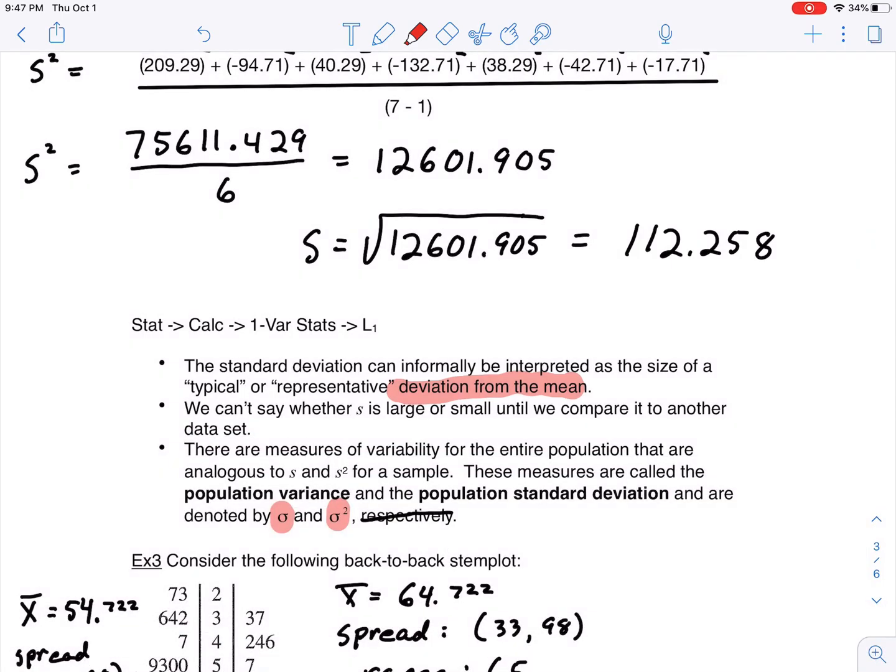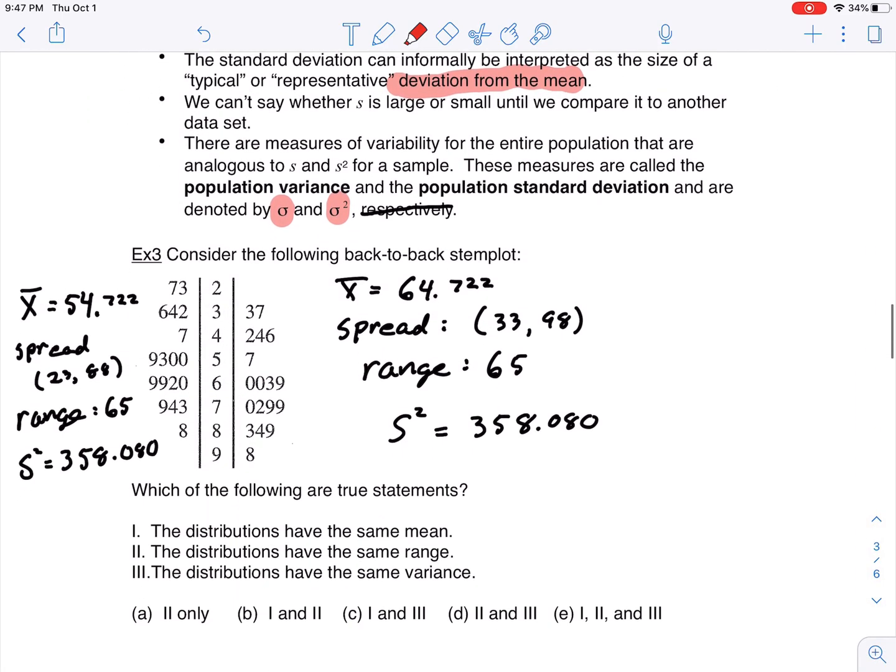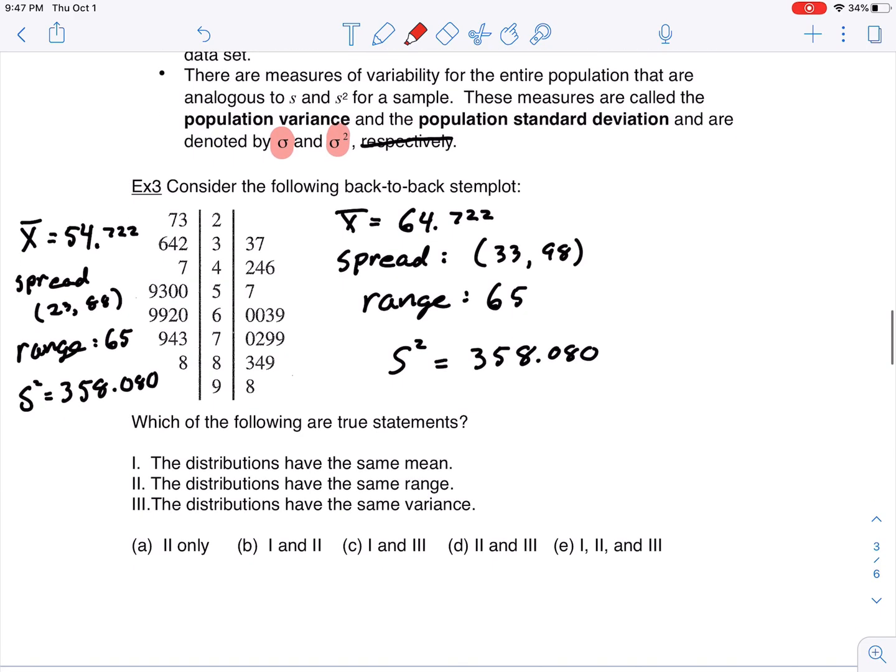Okay, so let's take a look at this back-to-back stem plot and talk about the data we have. I'm given this back-to-back stem plot, and I'm asked to do this stuff. So what I go to first is, what am I asked to find? I'm asked to find the mean, the range, and the variance.